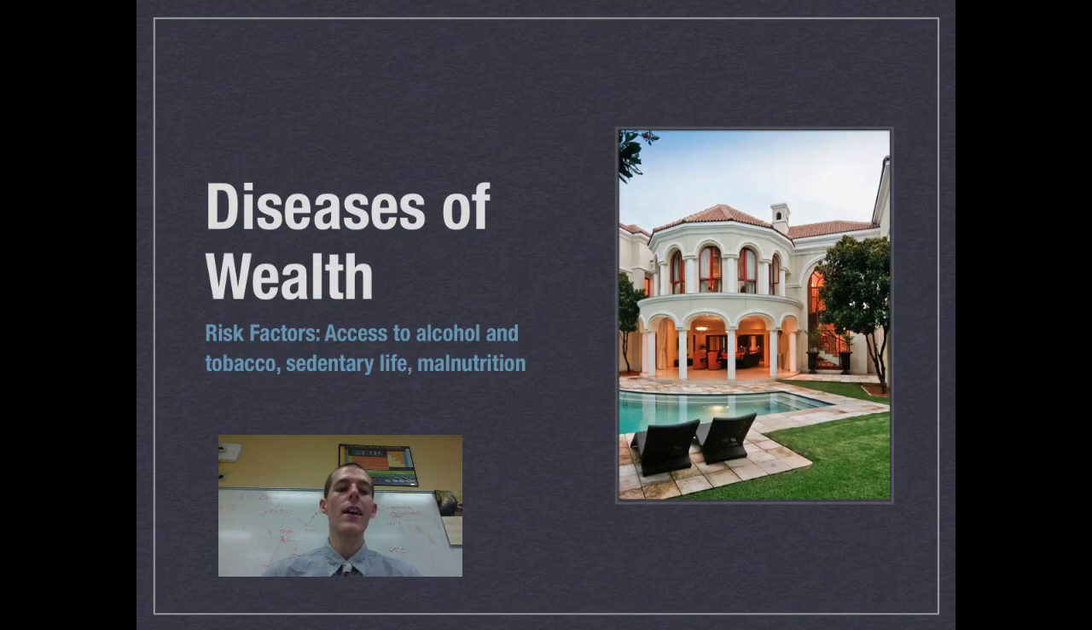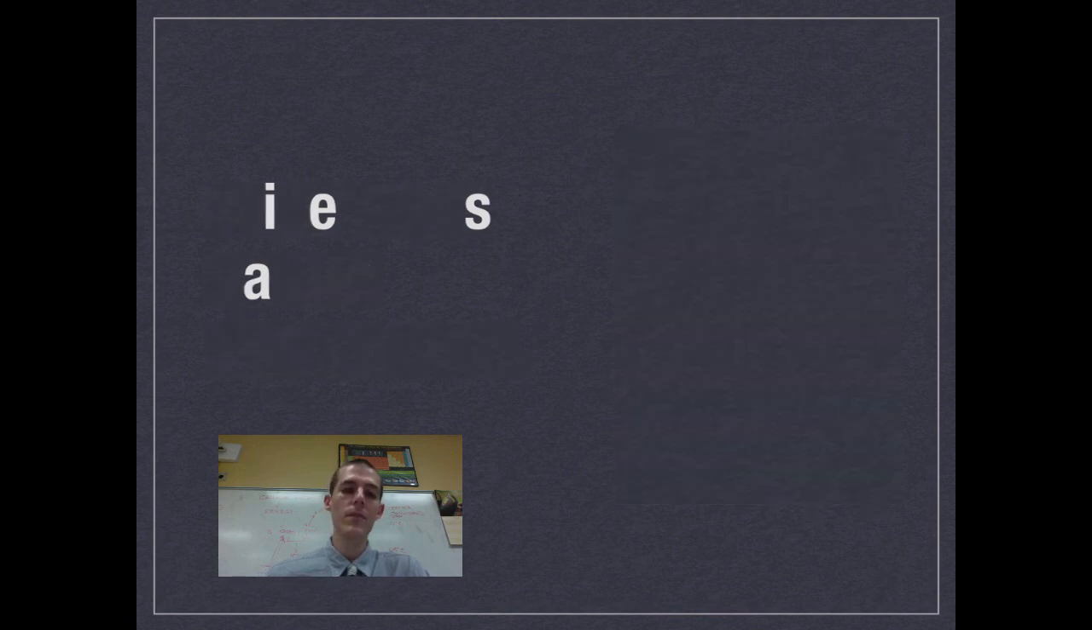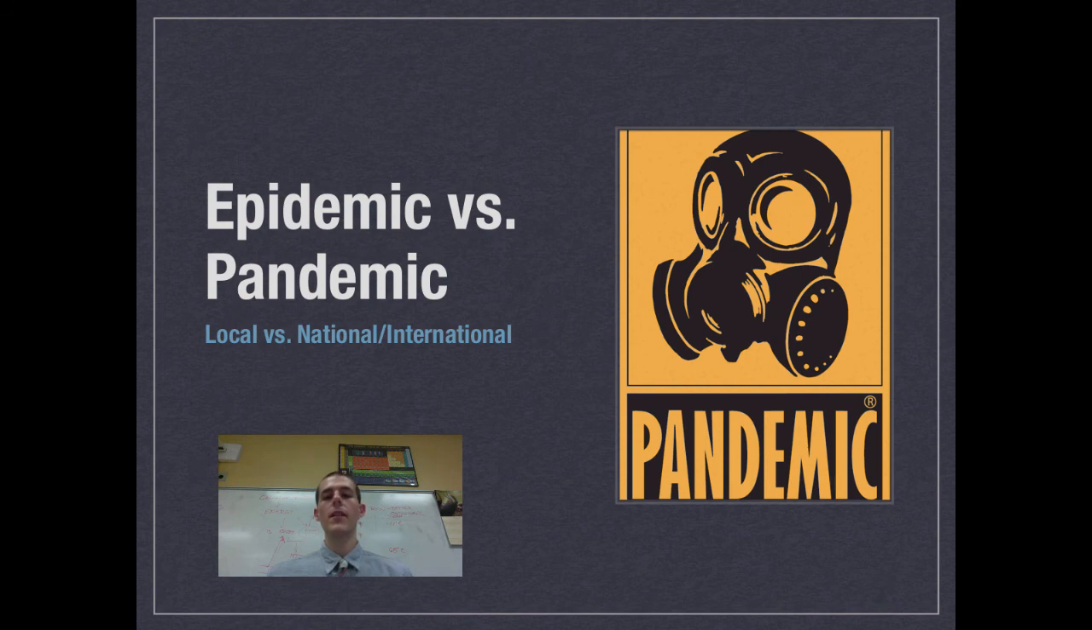Contrast that with diseases of wealth, where the risk factors are very different. In rich countries, some of the risk factors for death include access to alcohol and tobacco, a sedentary life, and overnutrition. Obviously, the big diseases in wealthy countries are going to be things like heart disease and cancers. Those are the two big ones. So these are not so much infectious disease. They're diseases that are the result of lifestyle. They're called lifestyle diseases.